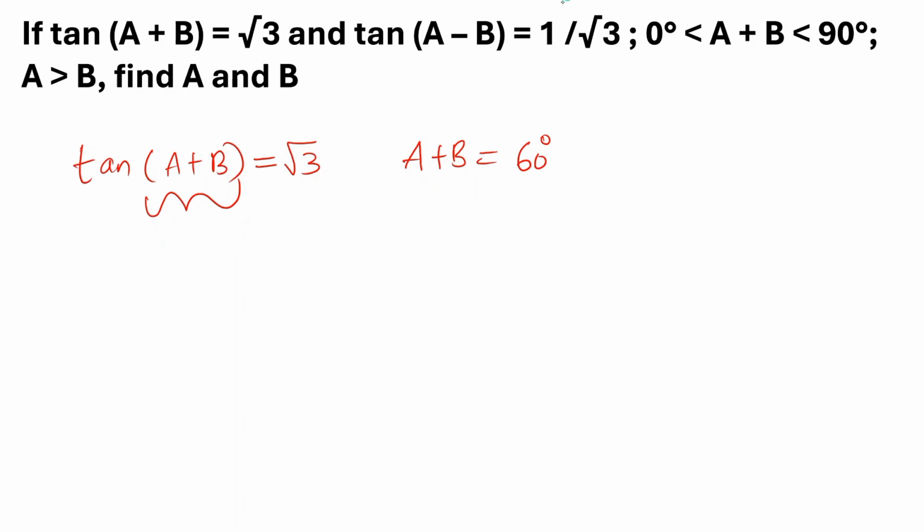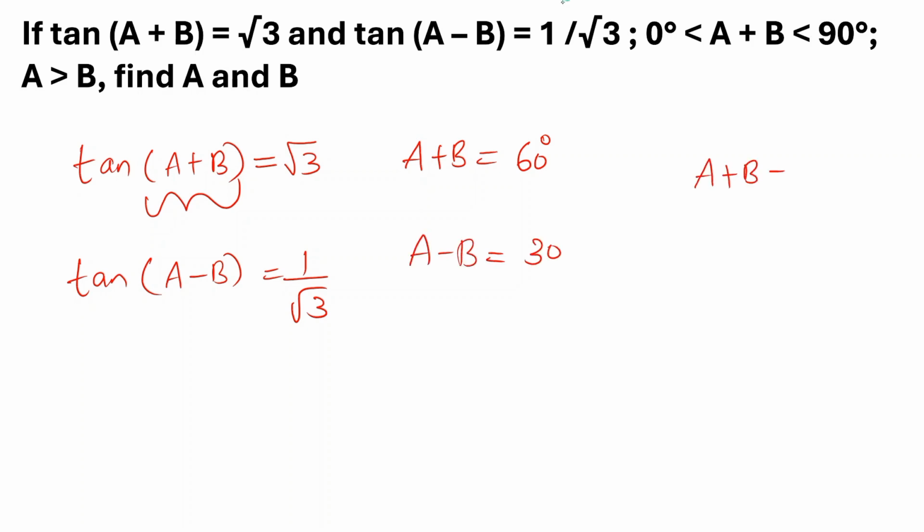Please watch the previous video. It includes the trick to remember the values of sine, cos and tan. So it is in the previous video. So a plus b would be 60 degree. Tan 60 is root 3. And tan something is 1 by root 3. So tan a minus b is 1 by root 3 means a minus b equals 30 degree.